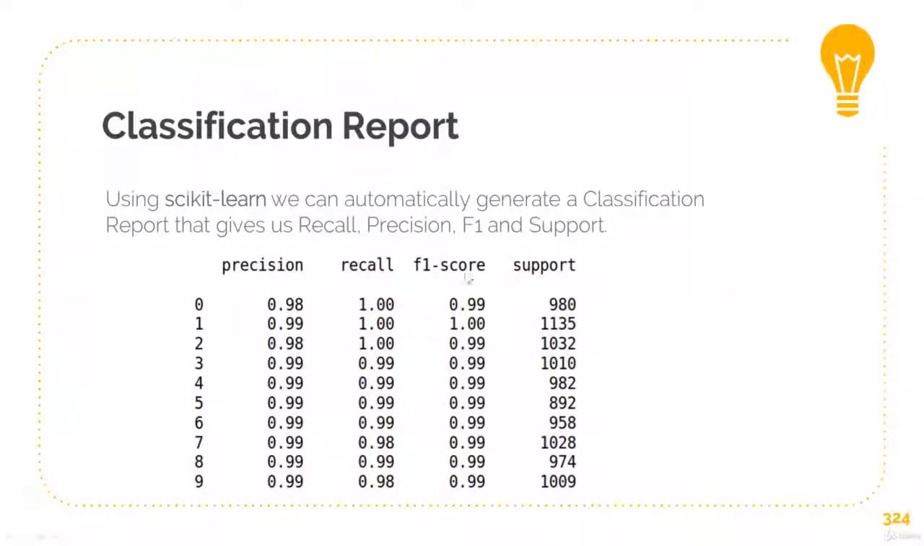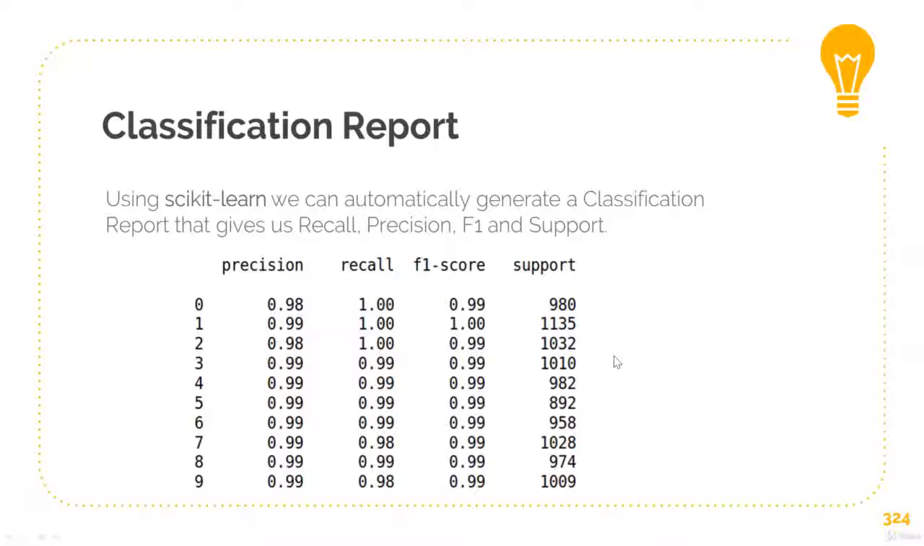So basically, we don't have to do this manually. Scikit-learn actually generates a report for us automatically that gives us recall, precision, F1, and support. I think you guys know what F1 is. I haven't actually dealt with support, but I'll talk about it in the next slide. But you can see we have precision, we have recall, and we have our F1 score here. All right, now actually, I can talk about support right now.